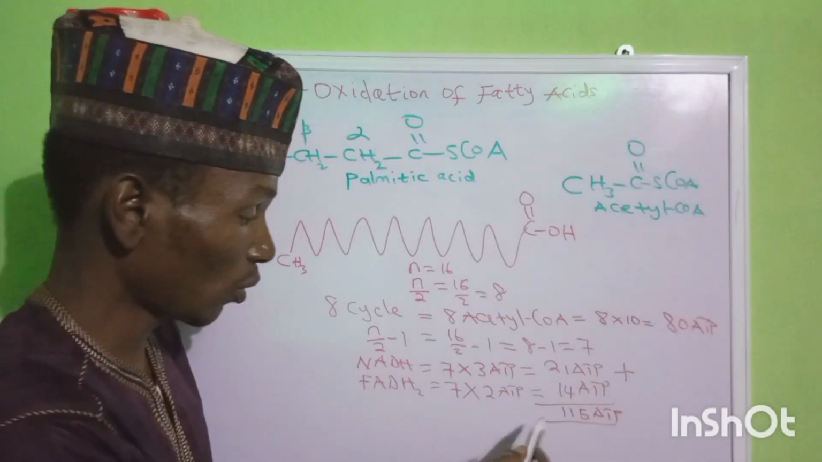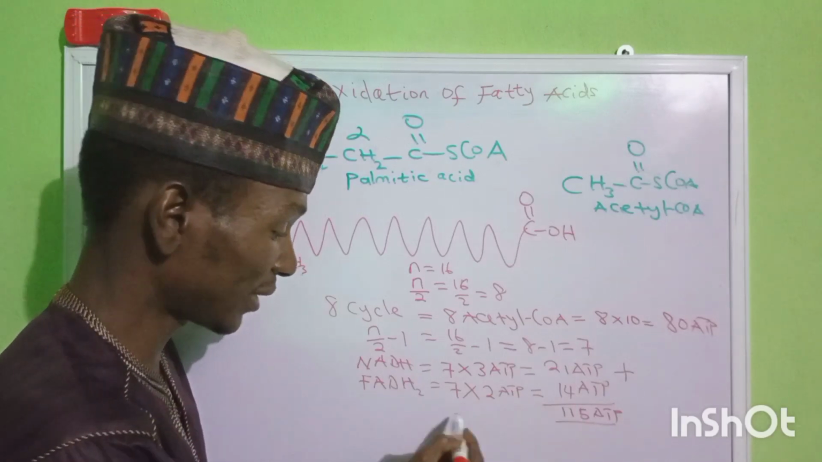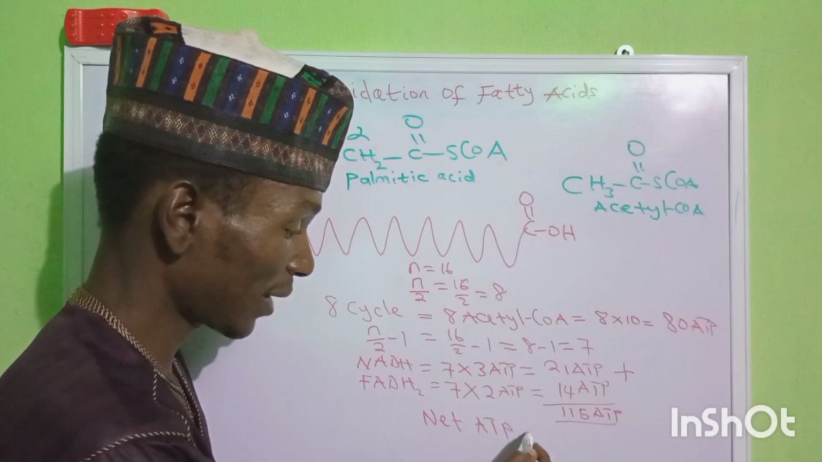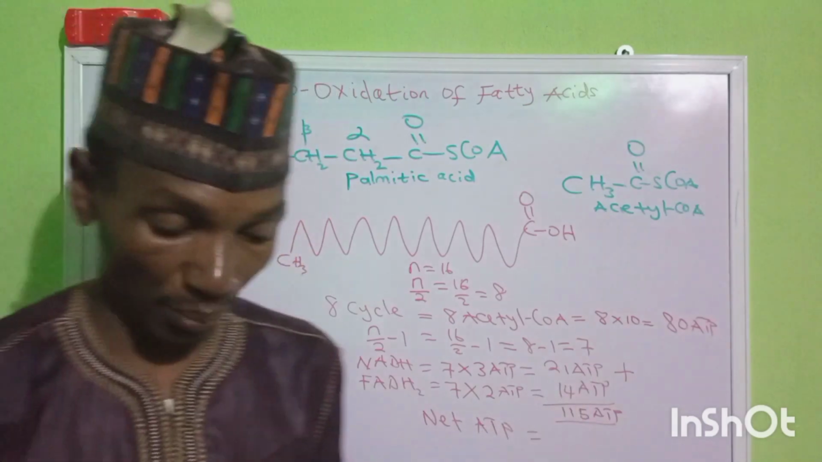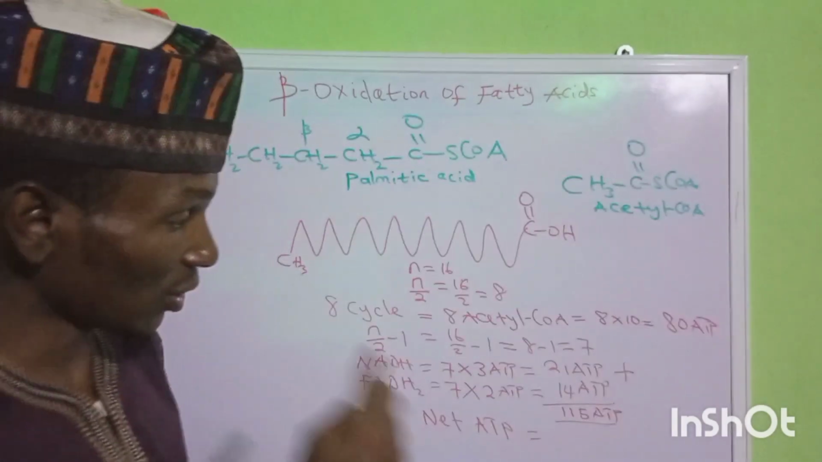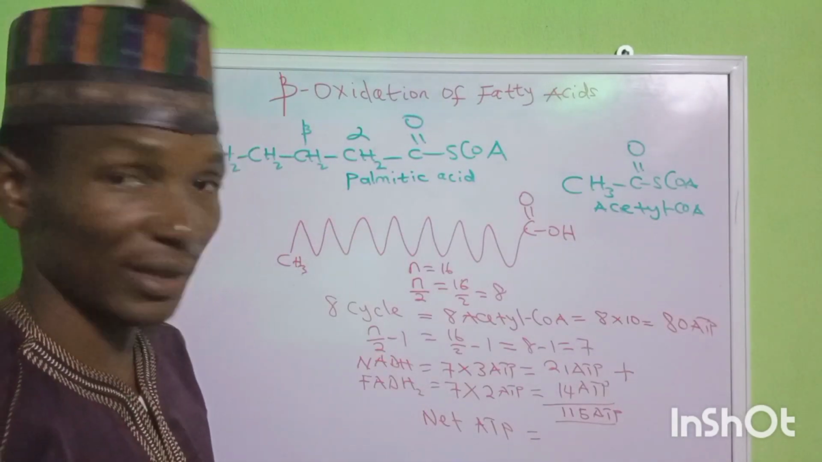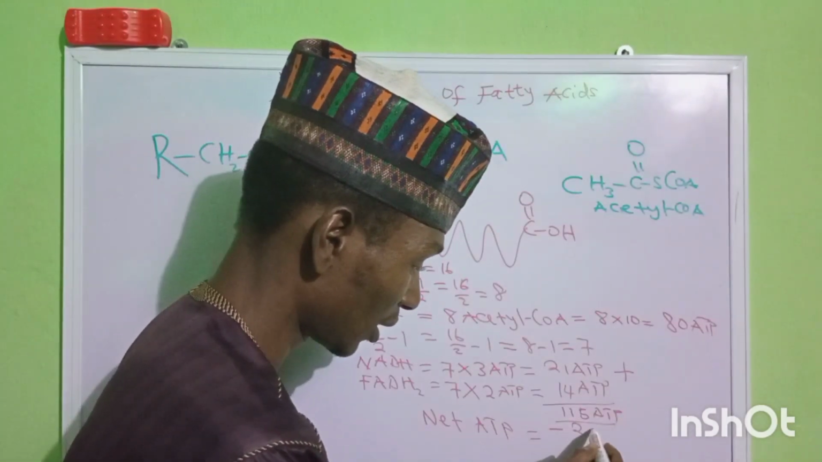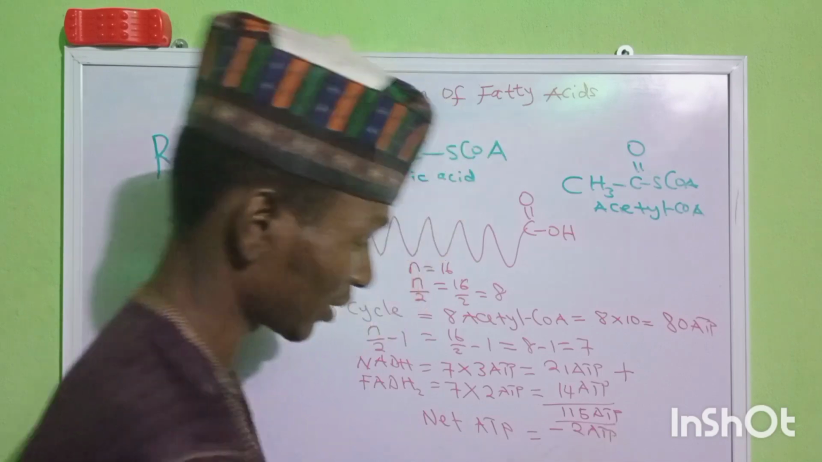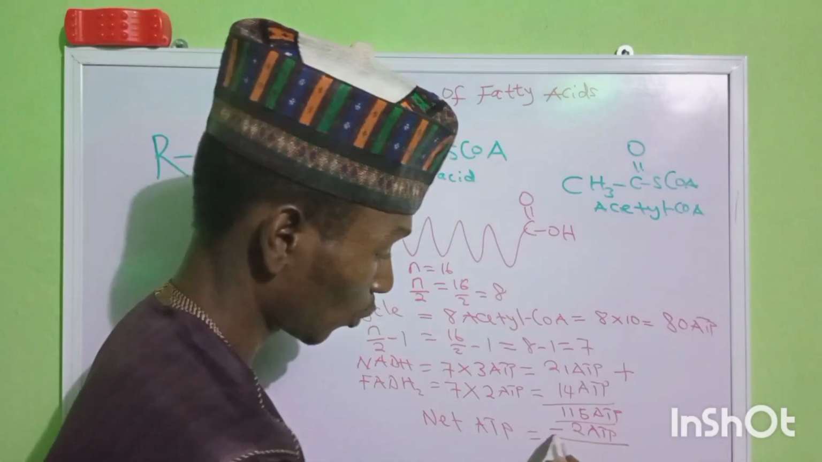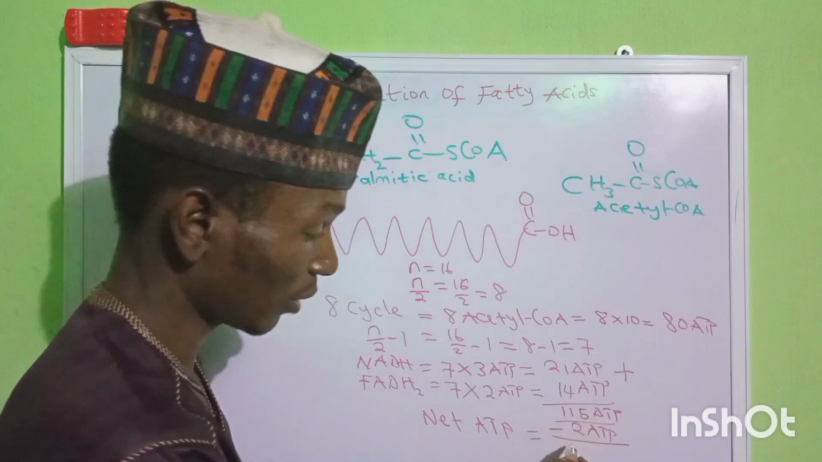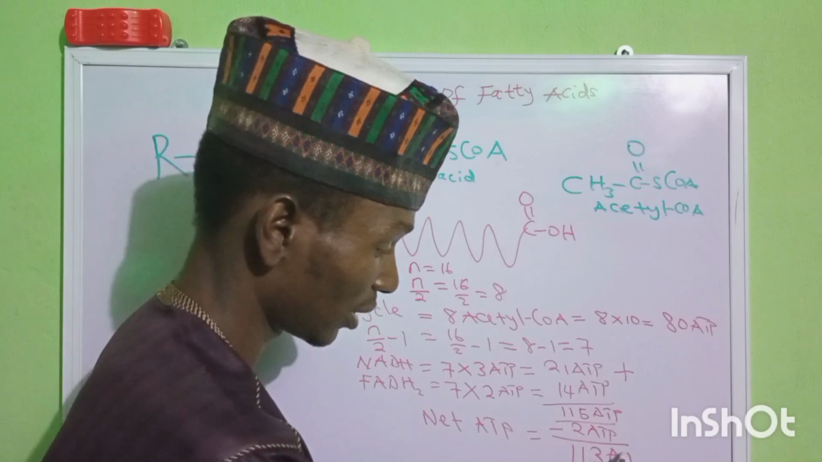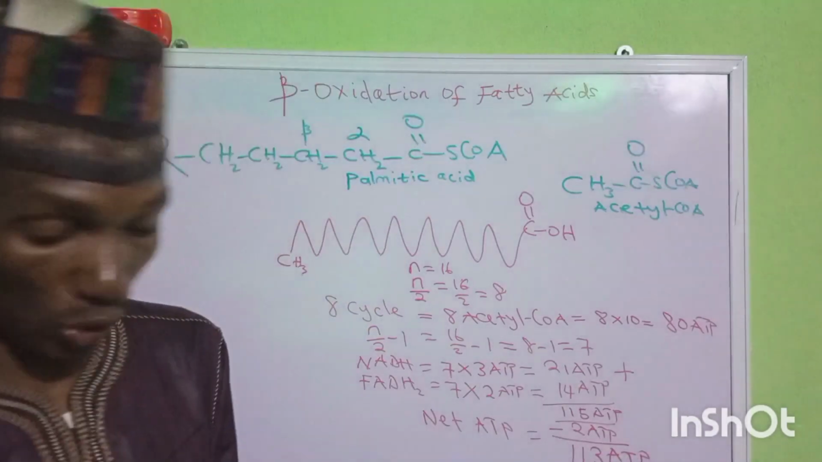And for the total net ATP generated, you remember that during the kickstarting of the process of the beta oxidation, in the first reaction to activate the fatty acid into the fatty acyl CoA, it requires 2 ATP. So you have to subtract the 2 ATP required from the initial process of the fatty acid reactions. So now when you minus 2 ATP from the 115, you arrive at 113 ATP generated during beta oxidation of the fatty acid.